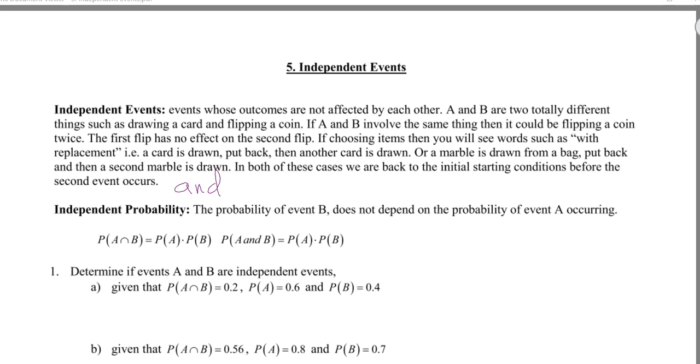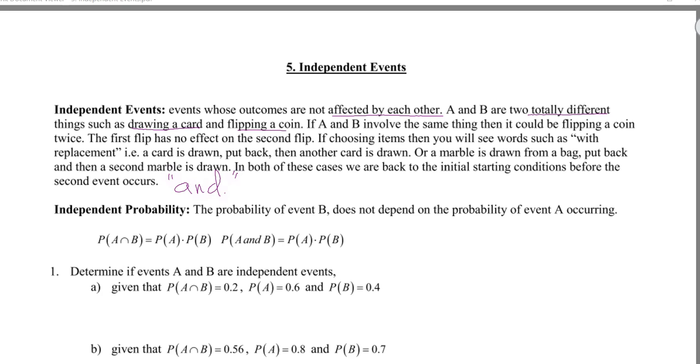And, okay, and probability. So in dependent, we don't put things back. So you got to be doing the same thing. You got to draw a marble and then not put it back and draw another marble. Independent events are events whose outcomes are not affected by each other. So it could be two totally different things, right? Like drawing a card and flipping a coin. So when you draw the card, that would have absolutely no effect on you flipping a coin.